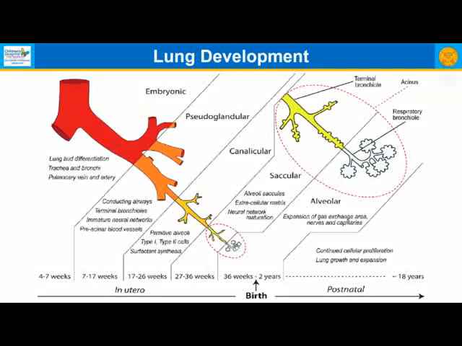In the canalicular phase, primitive alveoli form, type 1 and type 2 cells appear, and surfactant synthesis starts. 27 to 36 weeks is saccular. Here we start to see alveolar saccules and extracellular matrix. And then finally, birth really is the so-called alveolar phase, when we expand the gas exchange area, nerves, and capillaries. This continues until, we now understand, about 18 years of age. While most lung growth occurs in the first few years of life, lung growth by adding alveoli does continue, certainly past puberty, to about 18.